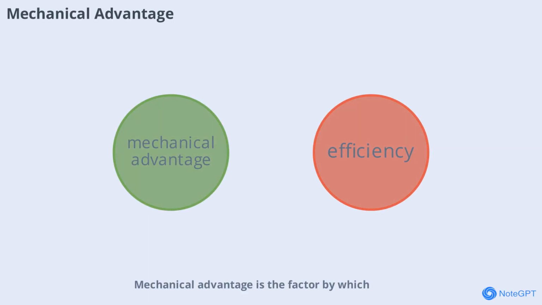Mechanical advantage is the factor by which a machine multiplies the force put into it. Simple machines allow us to use less force to move a load, but the distance over which we apply the force increases. Understanding mechanical advantage helps us design tools and machines that make tasks easier and more efficient.